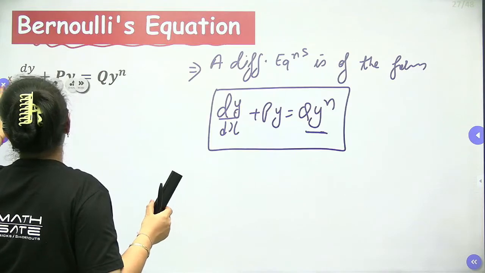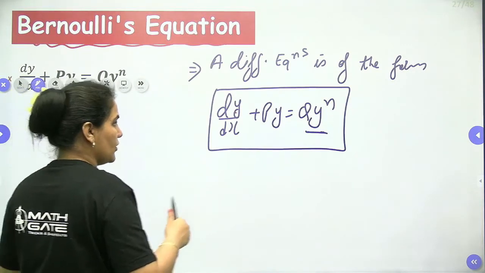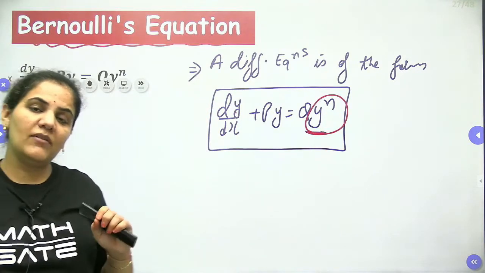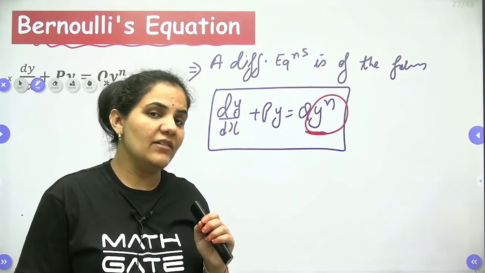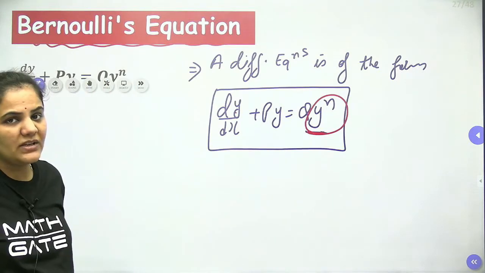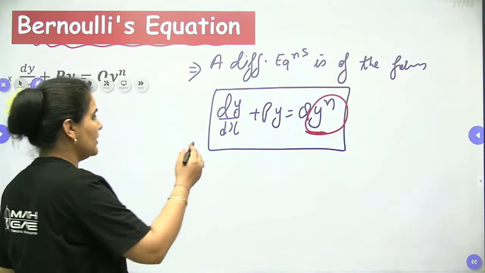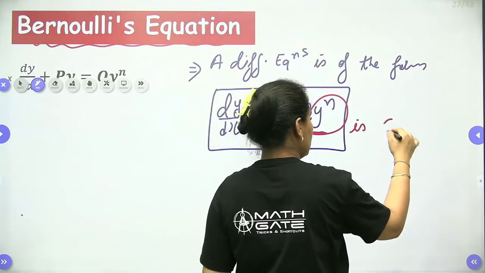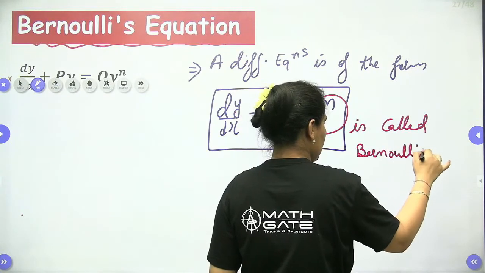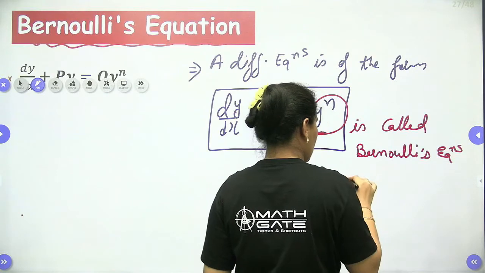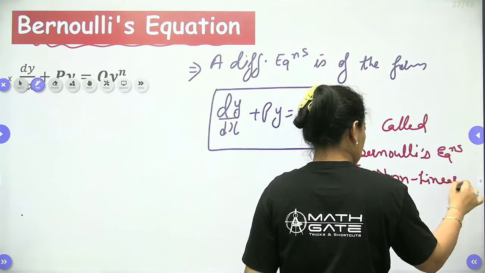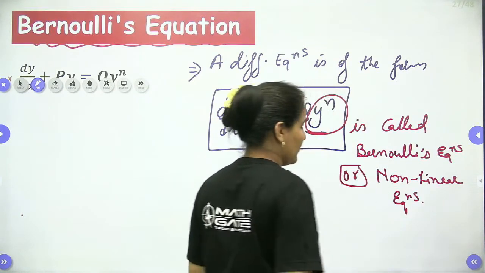So this y will not allow my differential equation to be a linear equation. So that's why this y to the power n I have to remove to make my differential equation a linear, right? So whenever we have this type of equation, that is called a differential equation of the form, this one is called Bernoulli's equation, or it is a non-linear equation, right? So non-linear equation or reducible to linear equation form.